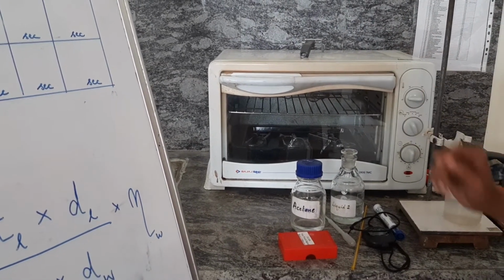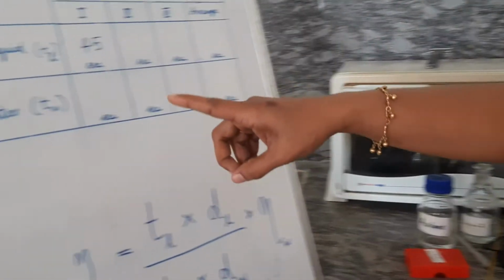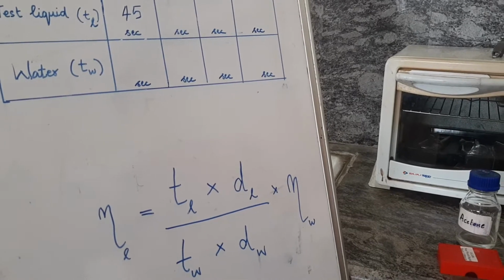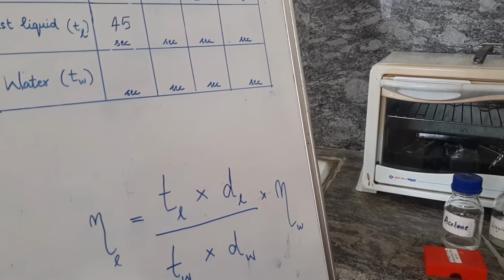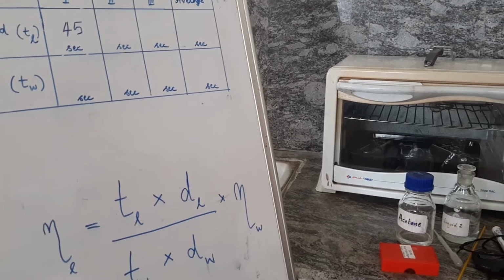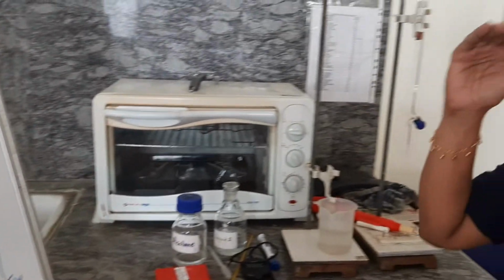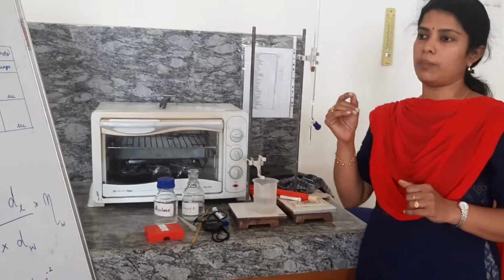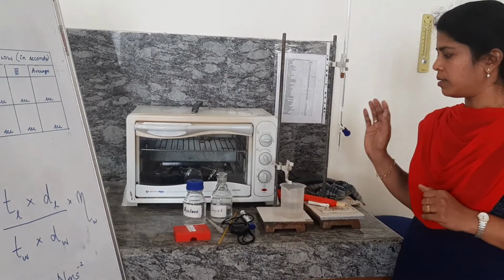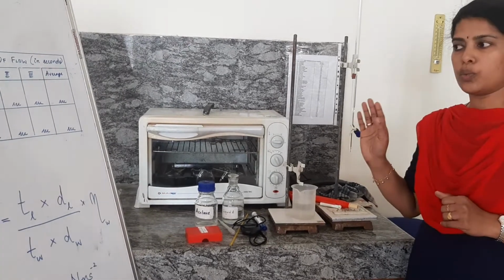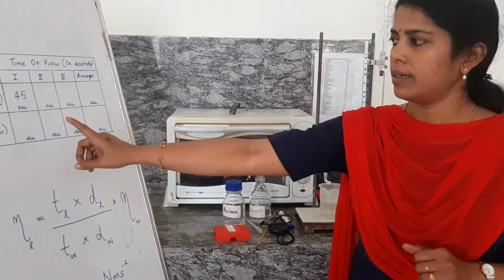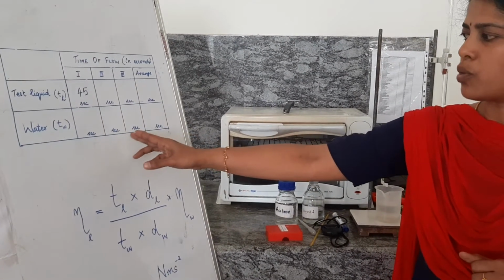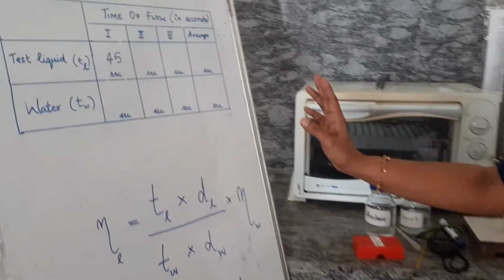Now the same experiment you have to repeat using water. Using water also, you have to take 10 ml of water in the viscometer, and note down the time taken by water to travel between the 2 marks, that is the upper and the lower mark of the viscometer, in the narrow limb of the Ostwald viscometer. Using water also, you have to repeat the trial thrice. That is 3 times you have to take the reading, and take the average.